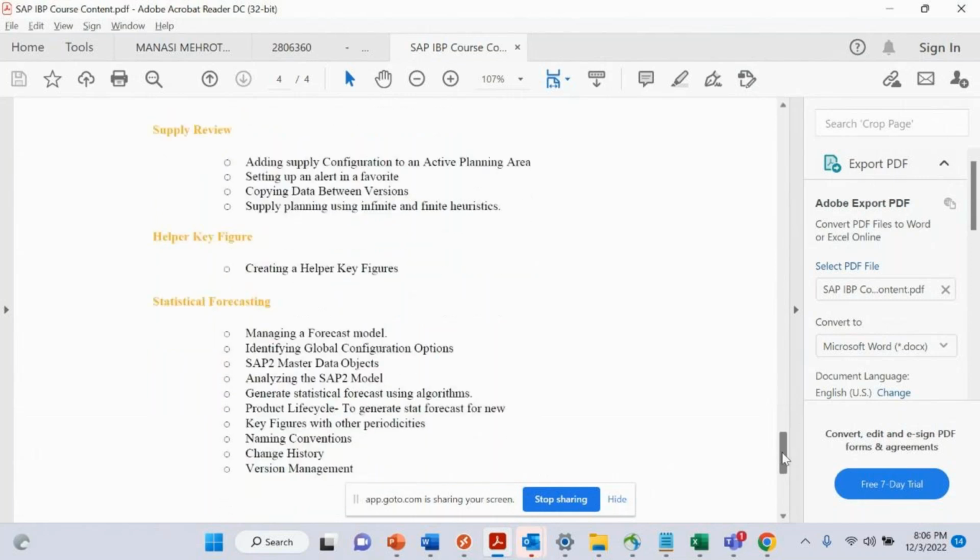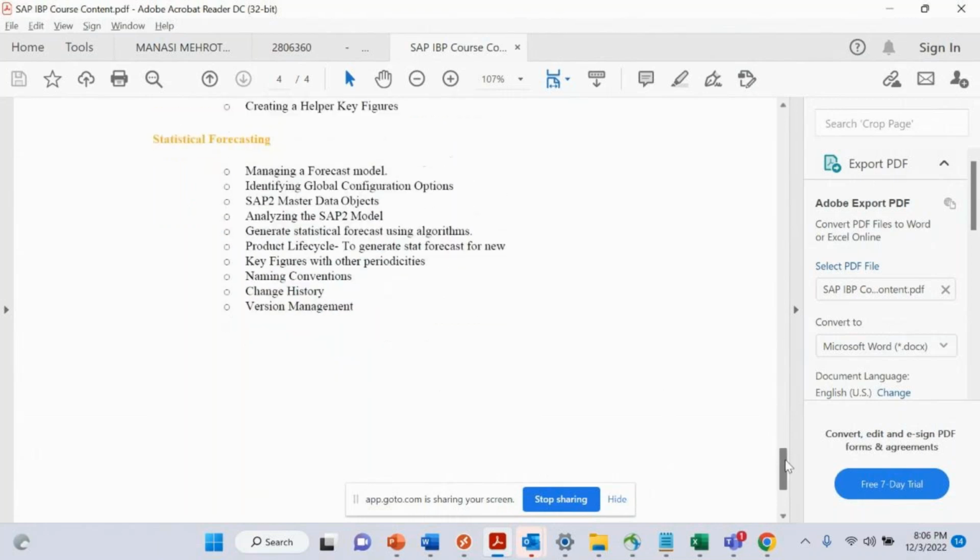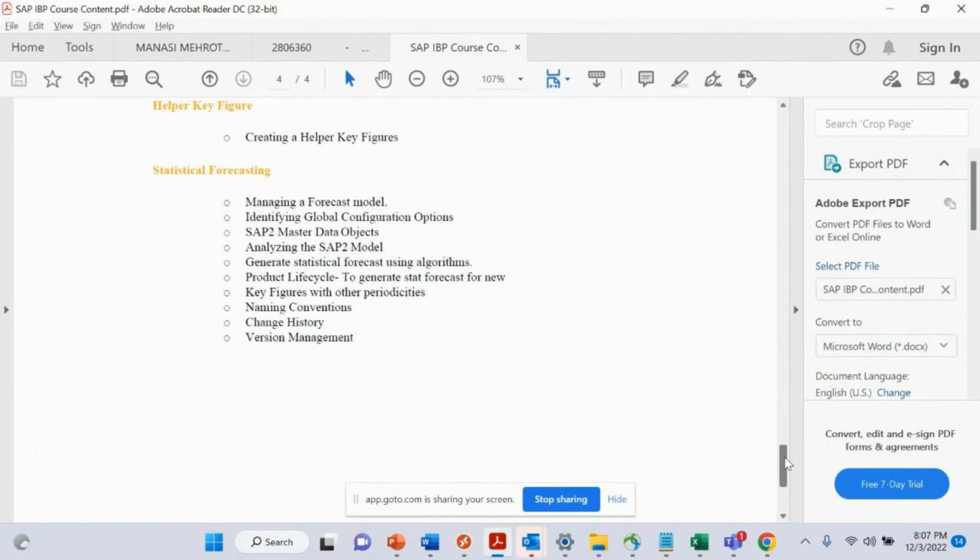And then we will cover the stat forecasting, like what is the model, what are the configurations that you need to do, what is PLM, product lifecycle management. This part is dedicated to phased-out products or NPI products, new product introductions. What are the naming conventions, how you can name your key figures, what changes it stands for. So all these things we will cover in this session. Clear about our roadmap?